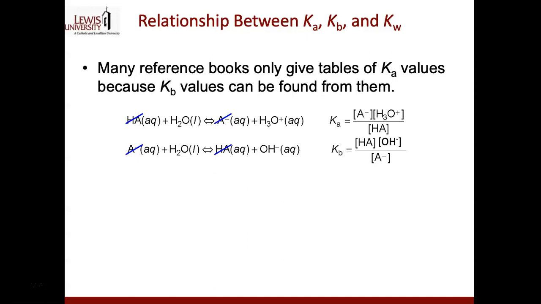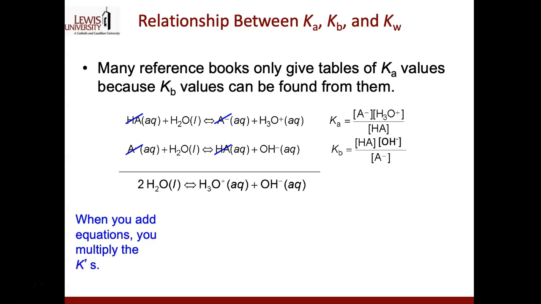And the conjugate base A minus is going to cancel out. What does that leave us with? 2H2O gives us H3O plus and OH minus. That looks awful familiar. That is the autoionization of water. So what does this mean?